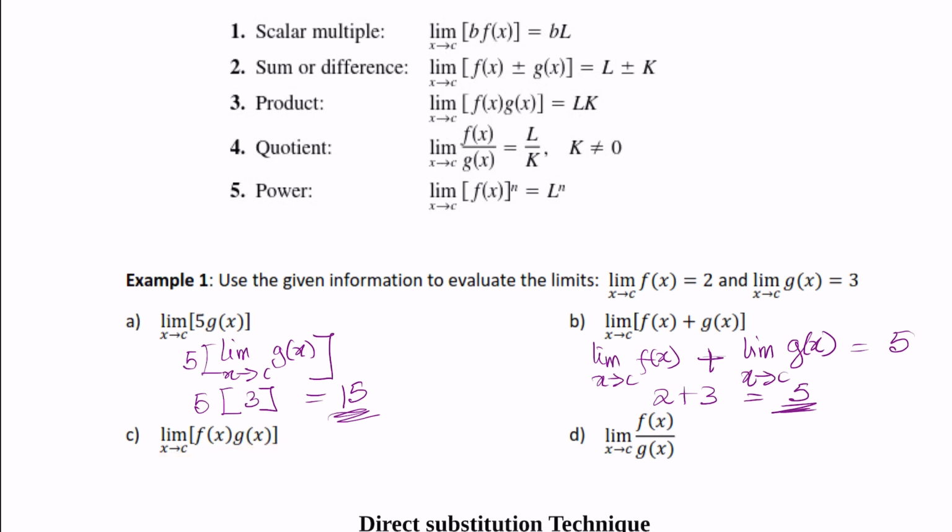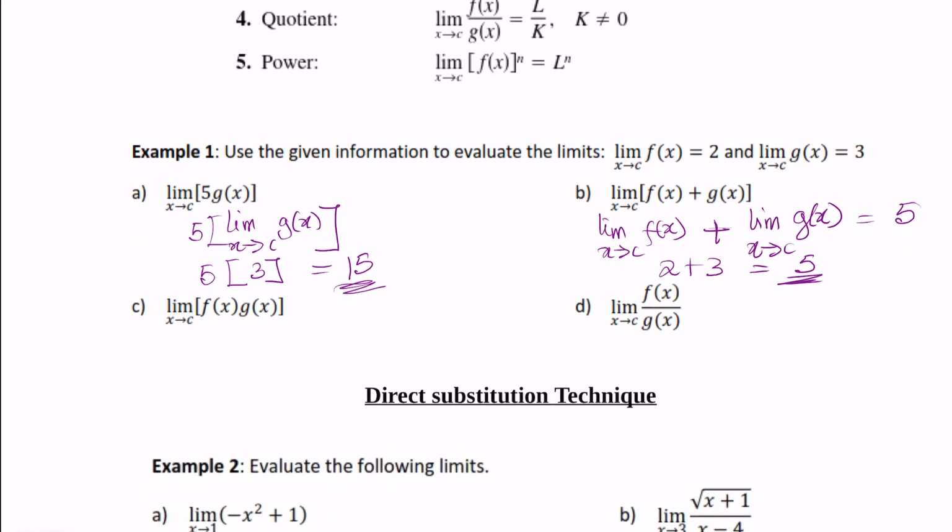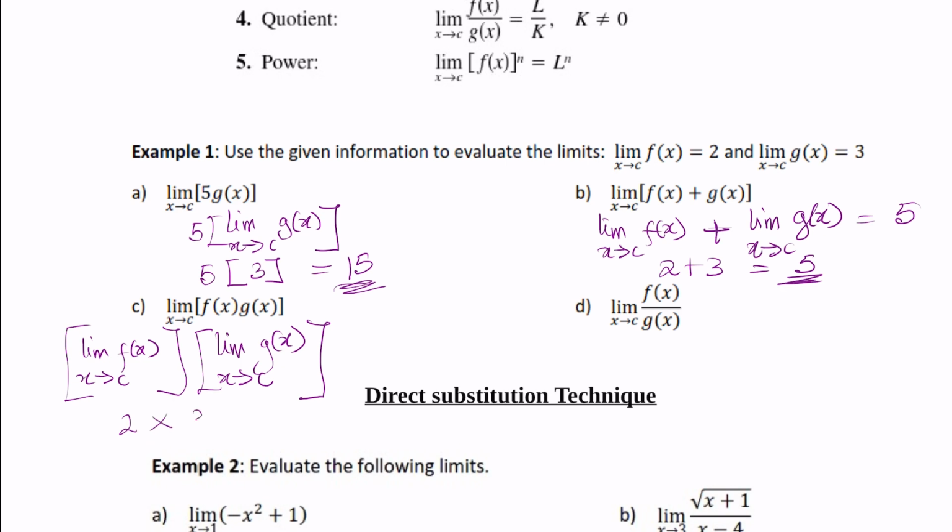And C, we have the limit of f of x times g of x as x approaches c. So how do we solve this? We said, first of all, find the limit of f of x as x approaches c and multiply it to the limit of g of x as x approaches c. We know that the answer to this is 2 times 3, which will give us 6.